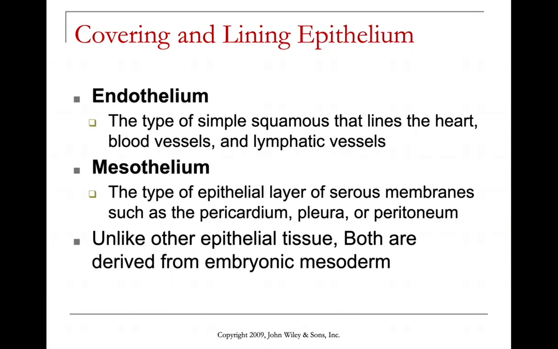So endothelium is going to be simple squamous that's going to line inside the heart, the blood vessels, and the lymphatic vessels. So endothelium inside the heart is also called endocardium. Mesothelium is going to be an epithelial layer of serous membranes like the pericardium, pleura, or peritoneum. So both of these are derived from embryonic mesoderm, which is a little different than other epithelial tissues.